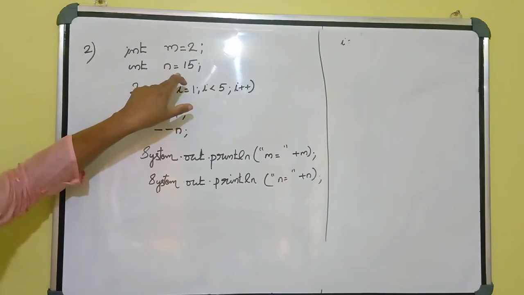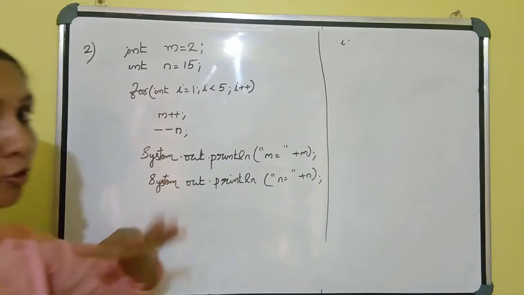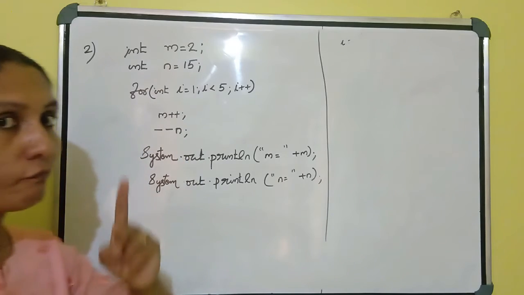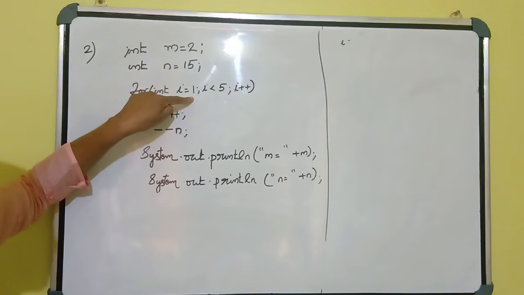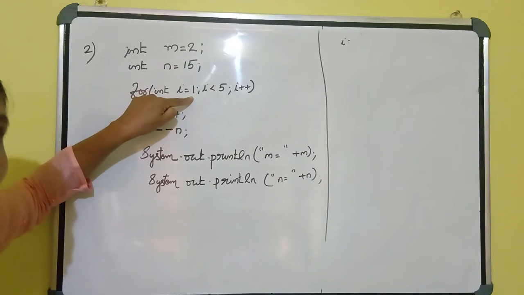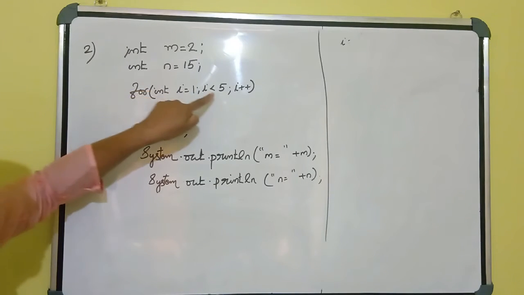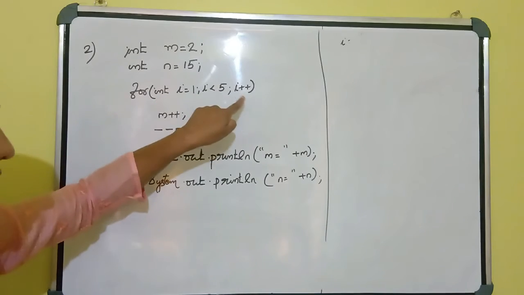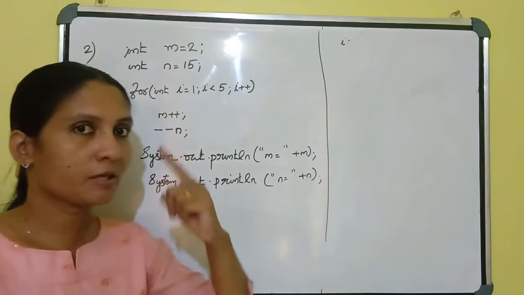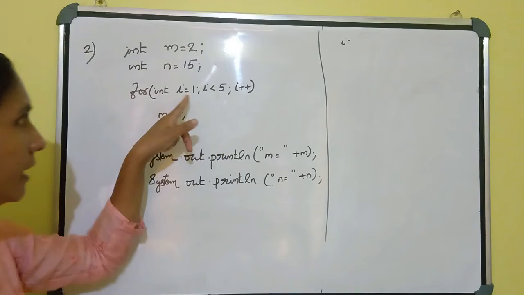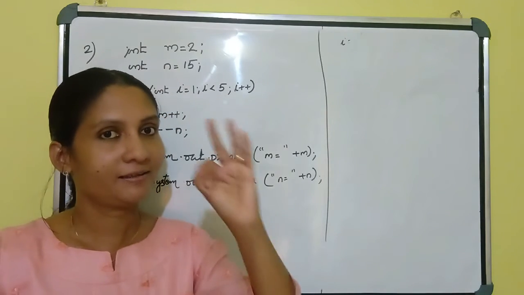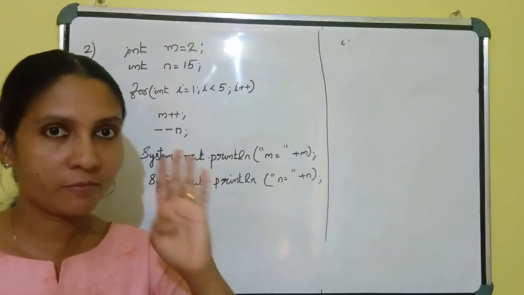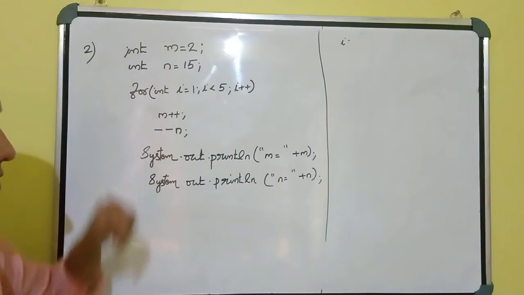These are the initial values. First, when you get a for loop, you have to find out how many times it will work. First, you check the initial value of this for loop. What's the initial value? 1. Then up to less than 5 and i plus plus. Each time it will vary by 1. That means 1 to less than 5, that means 1, 2, 3, 4. Less than 5 means up to 4 it will work. This is an integer variable.